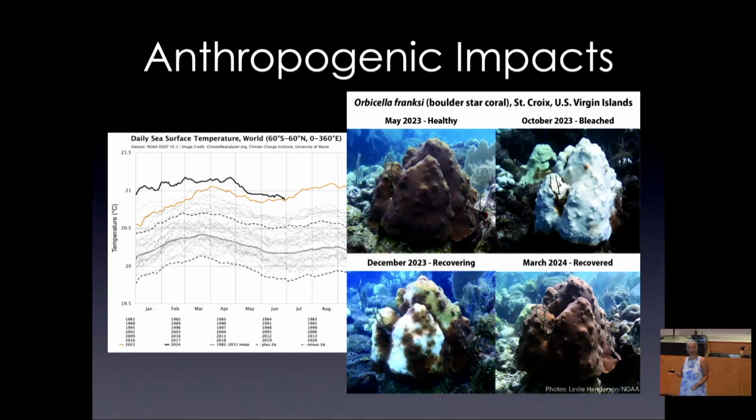This is an example of Orbicella from the US Virgin Islands. So it started a little over a year ago. This is the regular phenotype, and then they go really, really pale, and then they start to recover. And this is in spring. So they can recover, and they do recover, but there is a lot of mortality that has been happening.